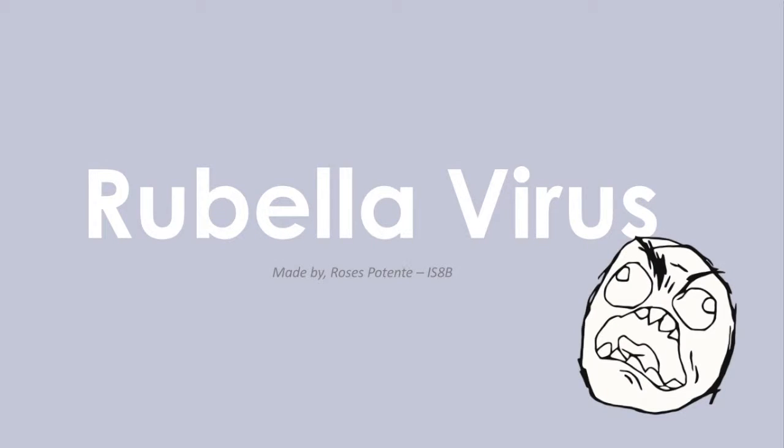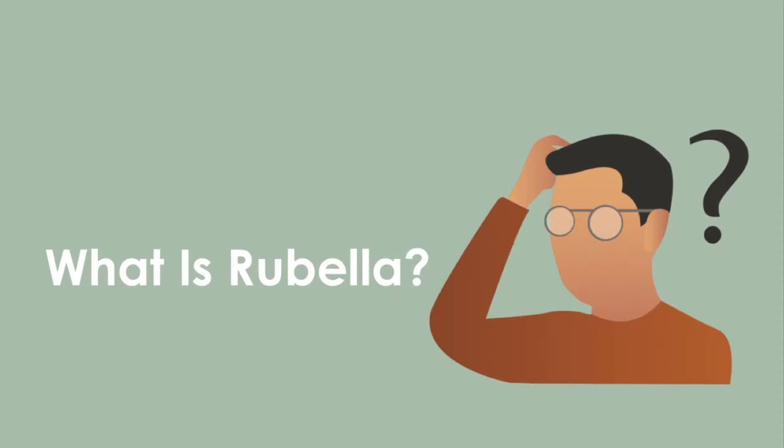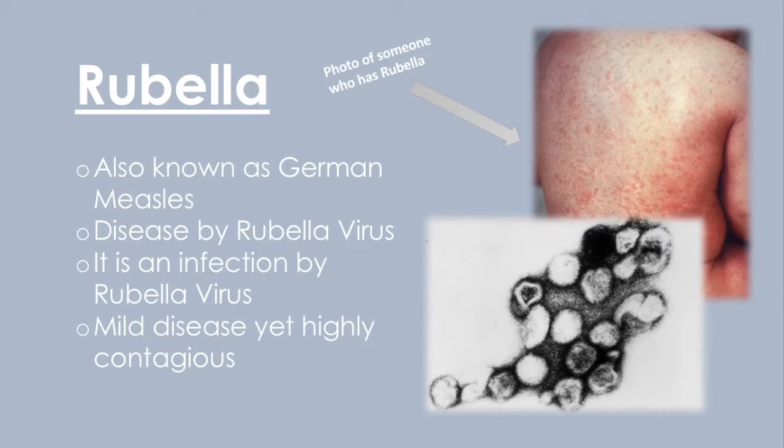Today we're going to talk about a microbe called rubella virus. So, what is rubella? Well, the microbe rubella belongs to the category of viruses. It is commonly known as German measles and it is a disease caused by rubella virus.